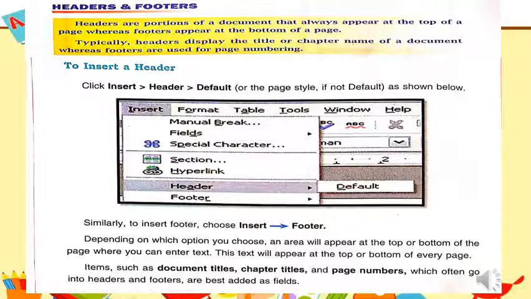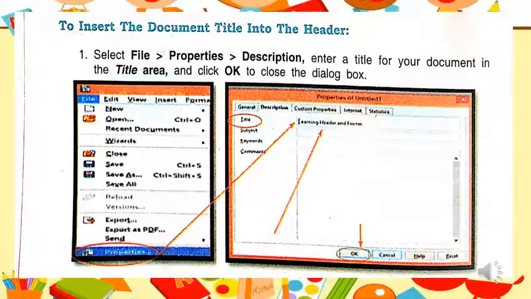Depending on which option you choose, an area will appear at the top or bottom of the page where you can enter text. This text will appear at the top or bottom of every page. Items such as a document's title, chapter titles, and a page number, which often go into headers and footers, are best added as fields. To insert the document title into the header, select the option File, then Properties, then go to Description. Enter a title for your document in the title area and click OK to close the dialog box.